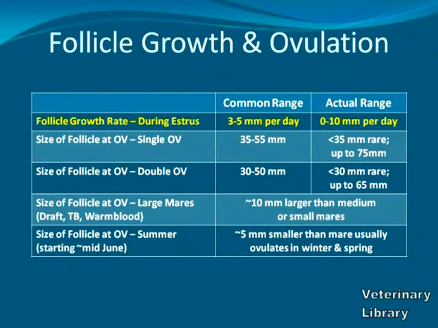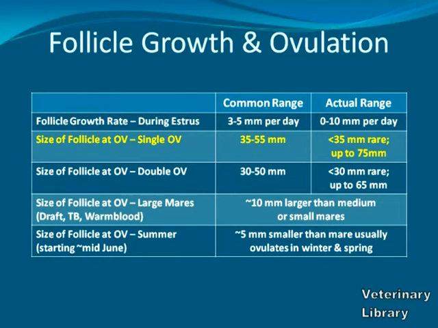In this next chart, we'll look at some norms for follicle growth and ovulation. In the first line, follicle growth rate during estrus, the common range for increase in diameter is 3 to 5 millimeters per day. The actual range can be anywhere from 0 to 10 millimeters per day. However, it is important to note that mares tend to be similar from cycle to cycle.